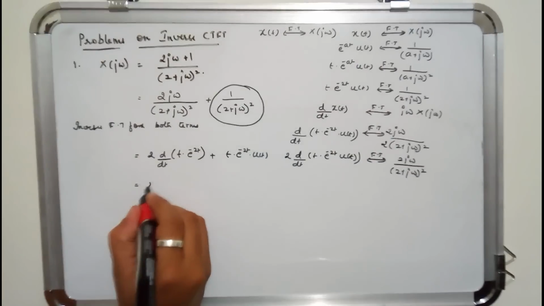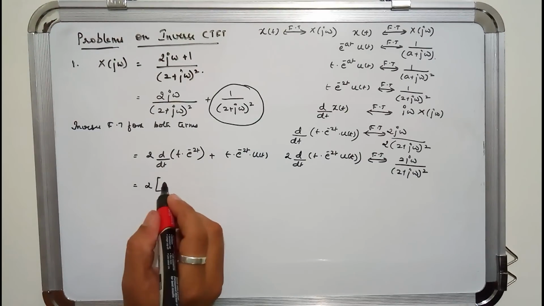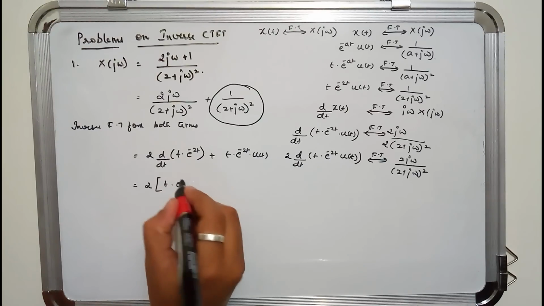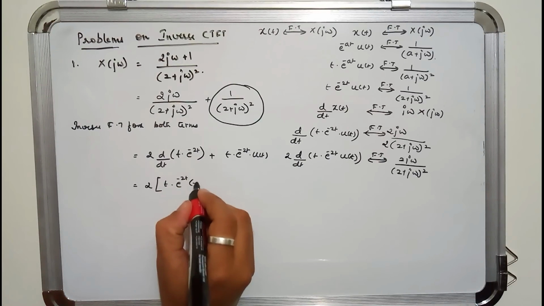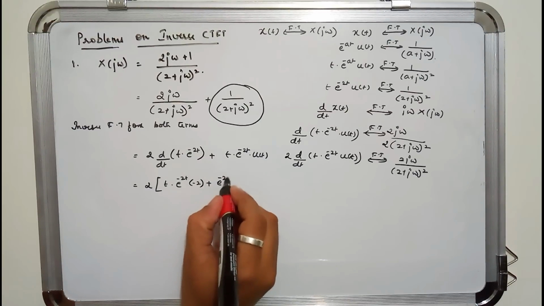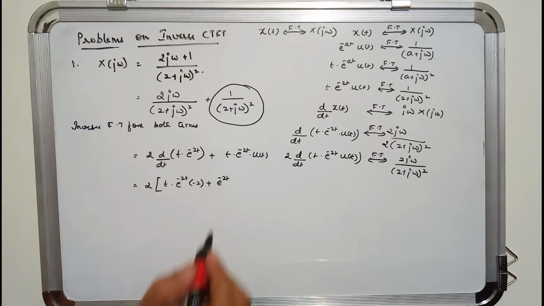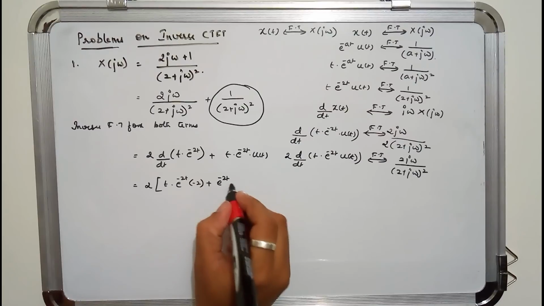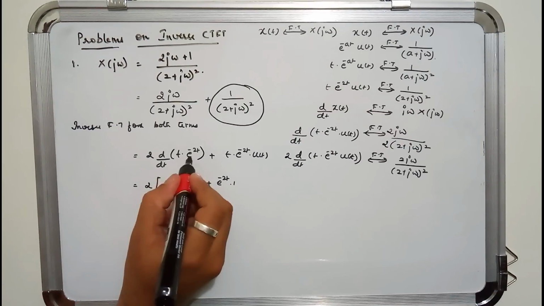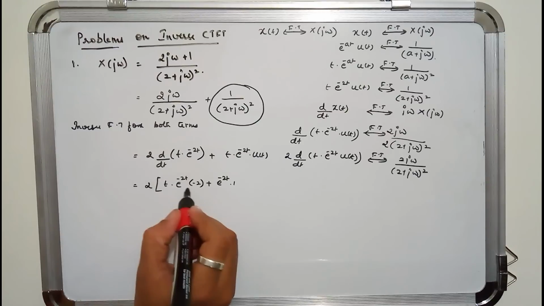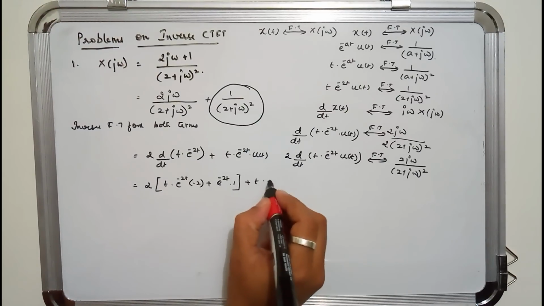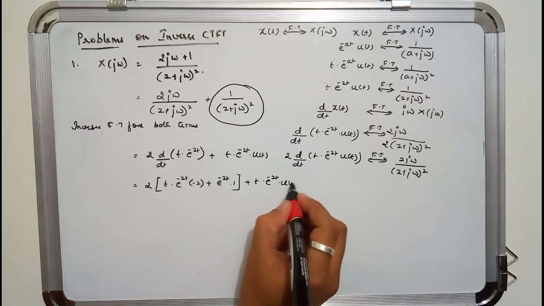So what is the differential of t into e power minus 2t? It is the UV rule, the product rule. T into differentiation of e power minus 2t, e power minus 2t into minus 2, plus e power minus 2t into differentiation of the first term, that is t. So it is 1. Differentiation of t with respect to t is 1. Differentiation of e power minus 2t with respect to t is e power minus 2t into minus 2. So this is the one term, plus t into e power minus 2t into u of t.